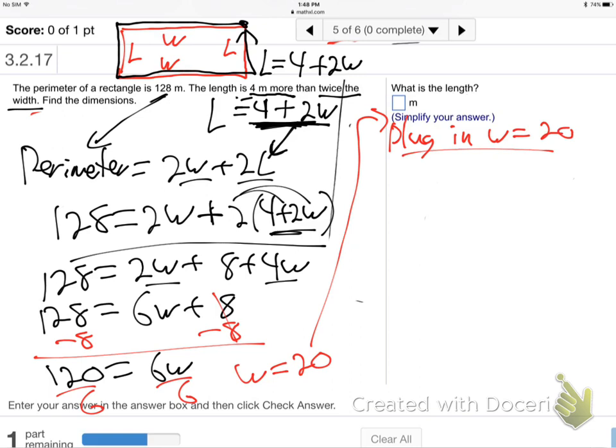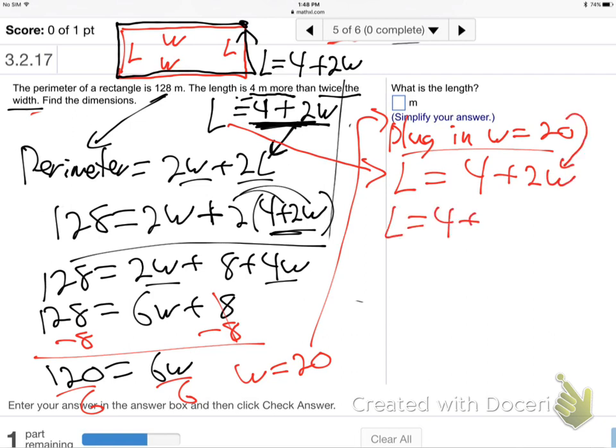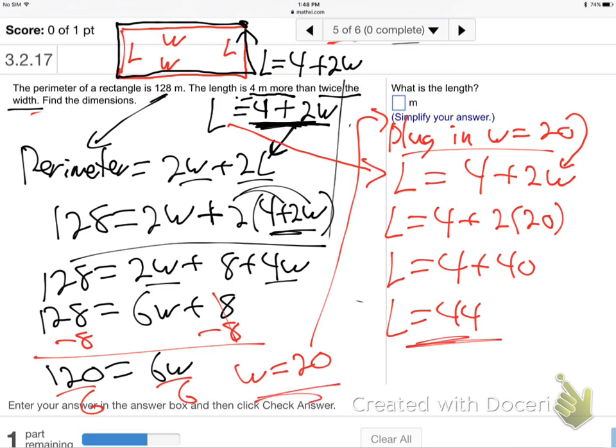Plug in W equals 20. Where do you go? Just grab, well, you can just grab this one. L equals 4 plus 2W. Put in that 20. 4 plus 40. L is 44. So the length is 44, the width is 20, and we're done.